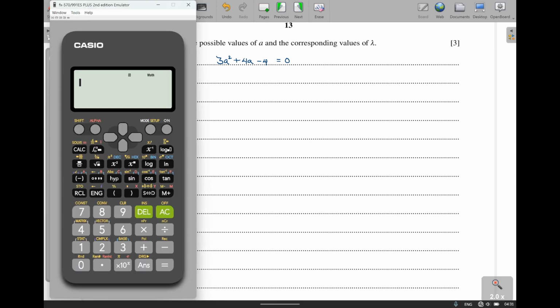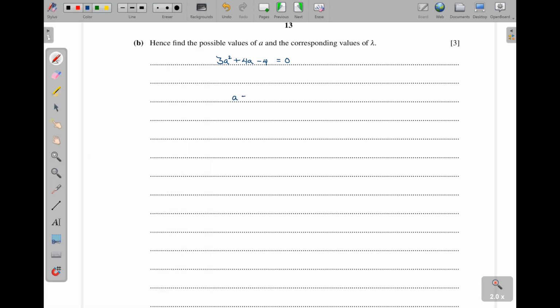We go to equation. Equation is 5, then quadratic is 3. Our a is 3, then our b is 4, our c is negative 4. So this one gives us 2 over 3 and then negative 2. A is equal to 2 over 3, and then this one is equal to negative 2.